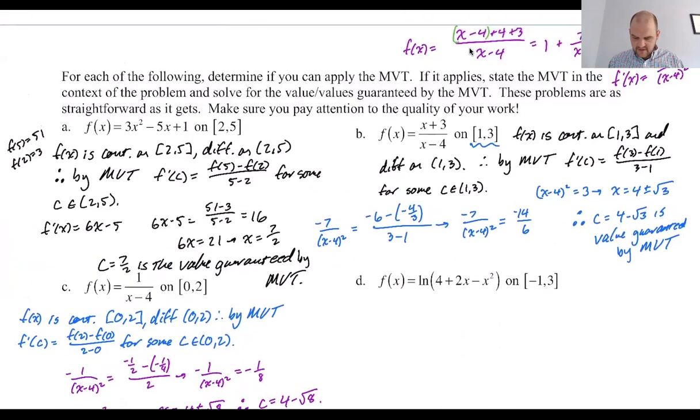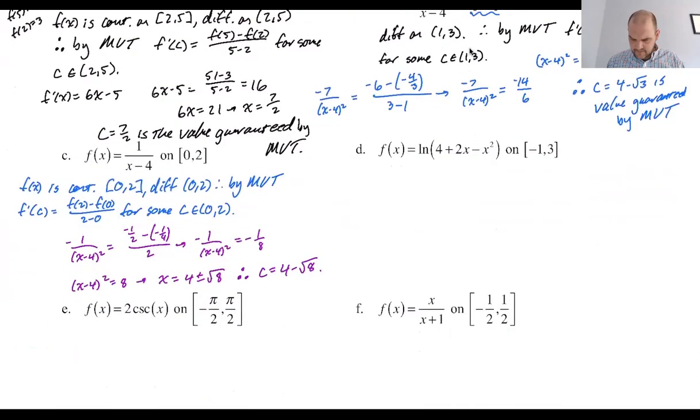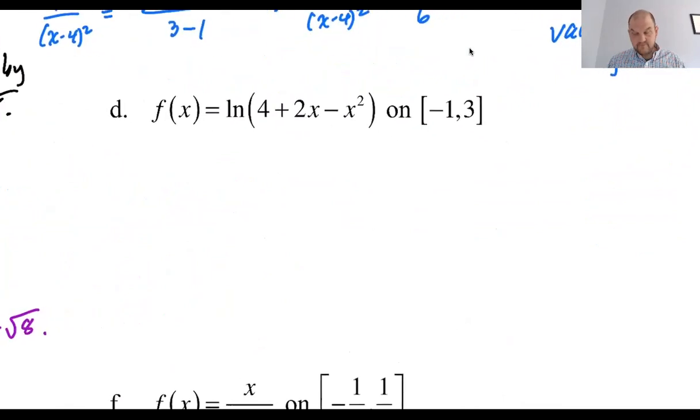If you can apply the mean value theorem, apply it, or state it in the context of the problem, then apply it to find the value of c. So, all right, not really obvious if you can apply it on this one. So x squared minus 2x plus 4. It's quadratic.